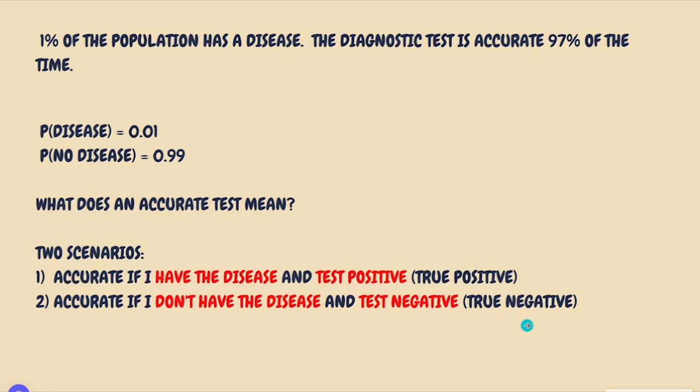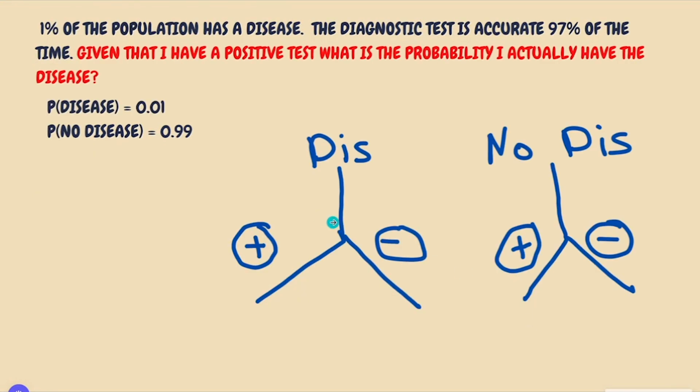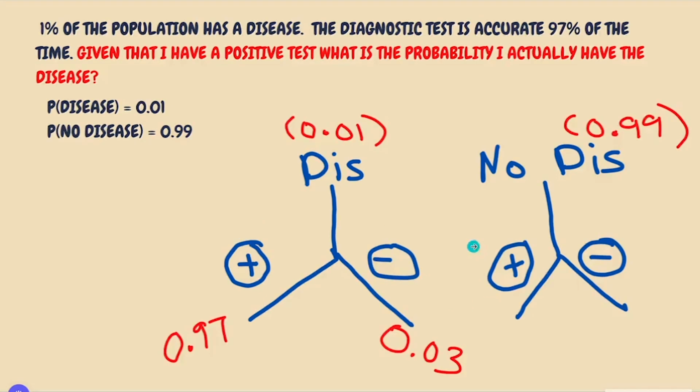So let's actually draw this out or visually look at this. So let's start with disease versus no disease. If I have the disease, there are two scenarios. I can either test positive or I can test negative. And this is the same if I don't have the disease. So let's actually fill in those numbers. Let's start with the disease. So there's a 1% chance I have the disease. I'm putting the 0.01 above disease. And there is a 99% chance that I don't have the disease.